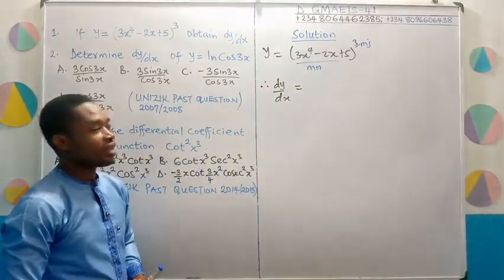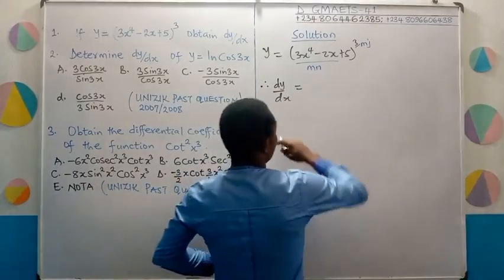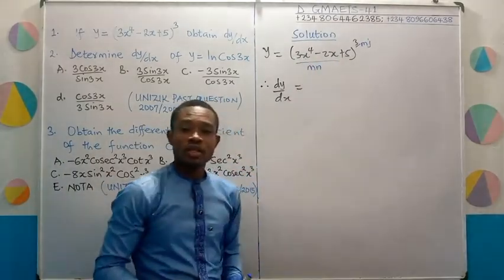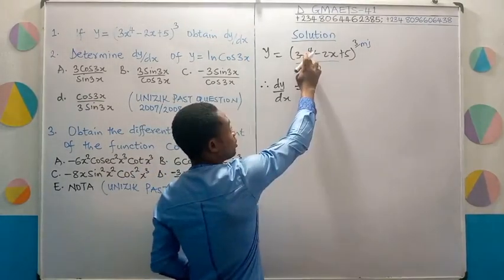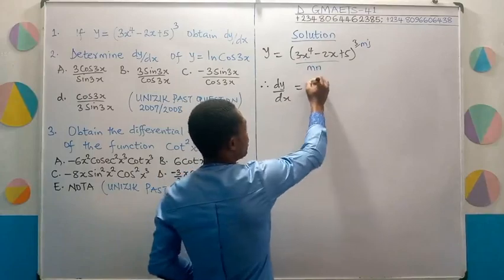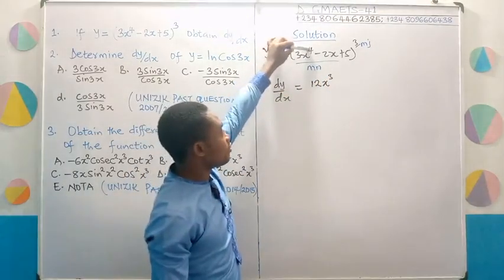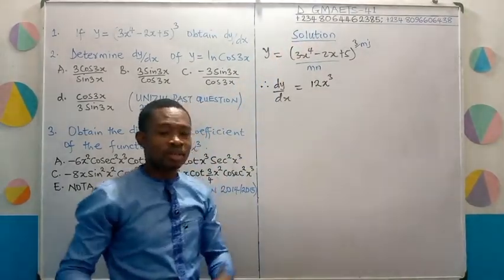Now let us differentiate the minor and see what we're going to get. If we differentiate the minor here, coming to this, 3x raised to the power 4, differentiate it, it's going to give you 4 times 3 times x raised to the power 4 minus 1. That's going to be 12x to the power of 3. What I did is simple, use this 4 to multiply this, you get 12, then minus 1 from the power.